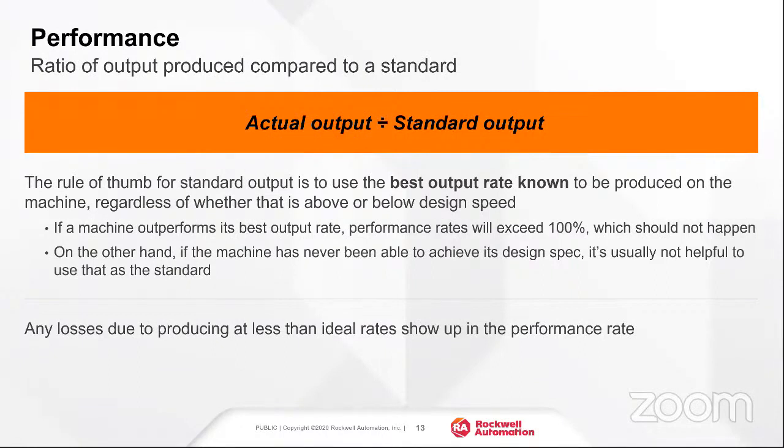Right? If a machine outperforms its best output rate, then the standard output rate is not the best output rate, right? Ideally, it should not happen. Your standard output should be the one that the machine can produce in an ideal condition.